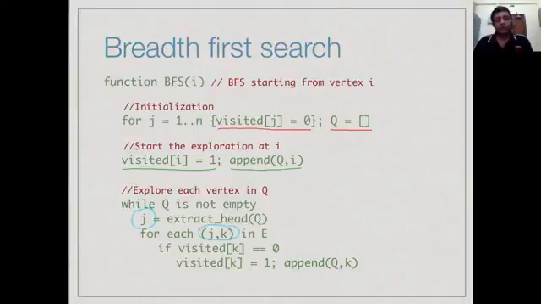So this is exactly the code for the algorithm we just executed by hand, and it's quite straightforward. There are two data structures, an array to keep track of the visited vertices and a queue to keep track of vertices which need to be explored further.